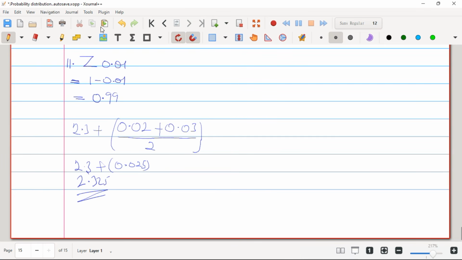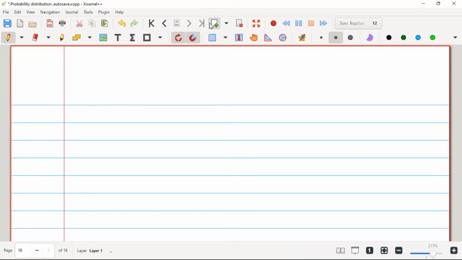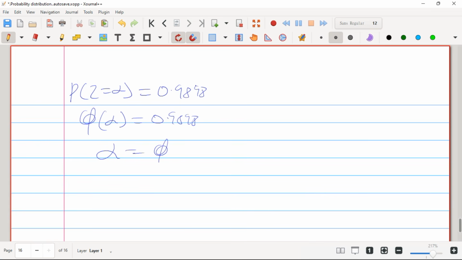So let me add one more question to it, right? So what about if you are asked, for example, let's say we have been asked to find the probability that our z is equal to alpha, where the main probability is 0.9898, right? So here we know that this one can be written as phi of alpha, which is equal to 0.9898, and our alpha is equal to phi inverse of 0.9898, right? So we have this one.